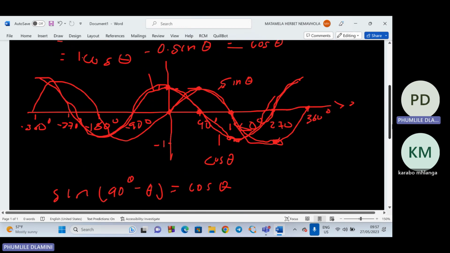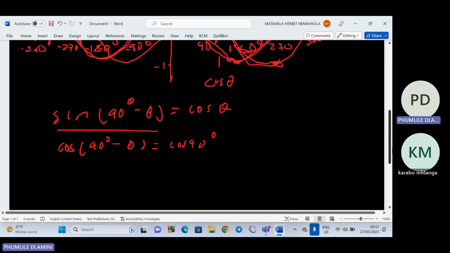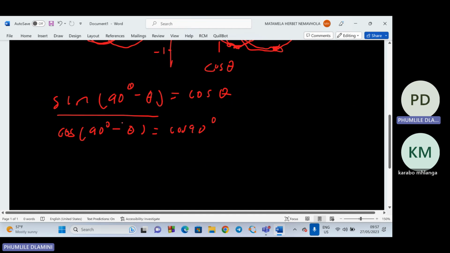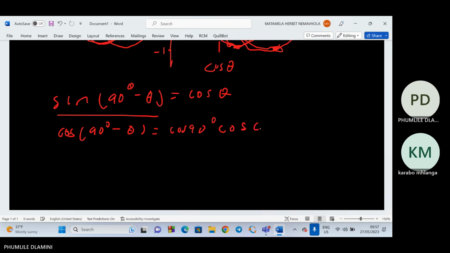So now, when we use this one here, cos of 90 degrees minus theta, we are following that formula. You remember the formula? It says cos 90 cos theta, because it's minus; if it's cos, we say plus. Then it's going to say sine 90 degrees sine theta.